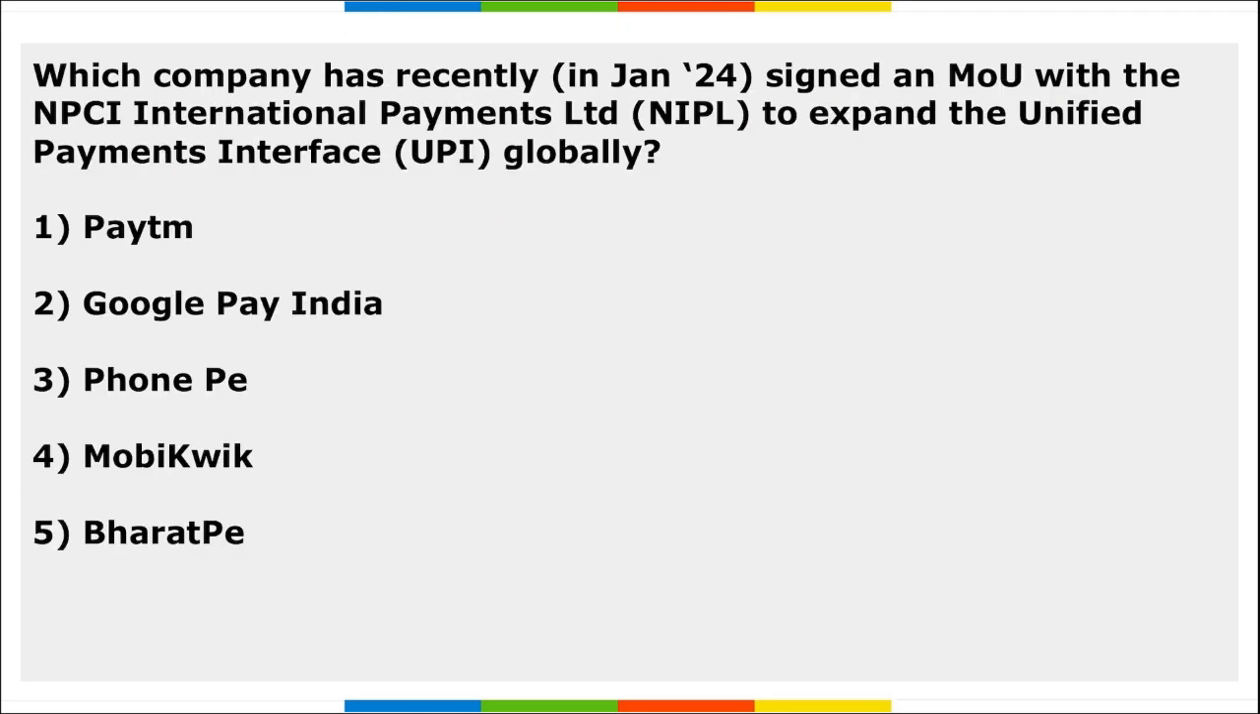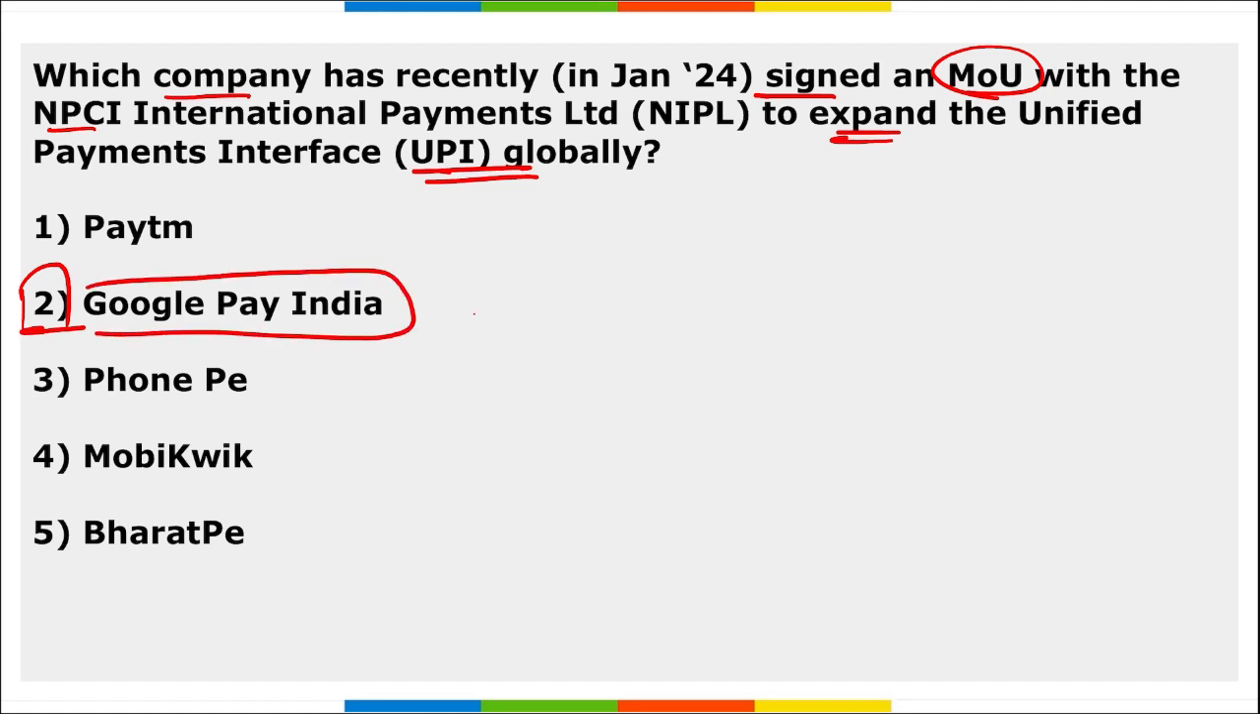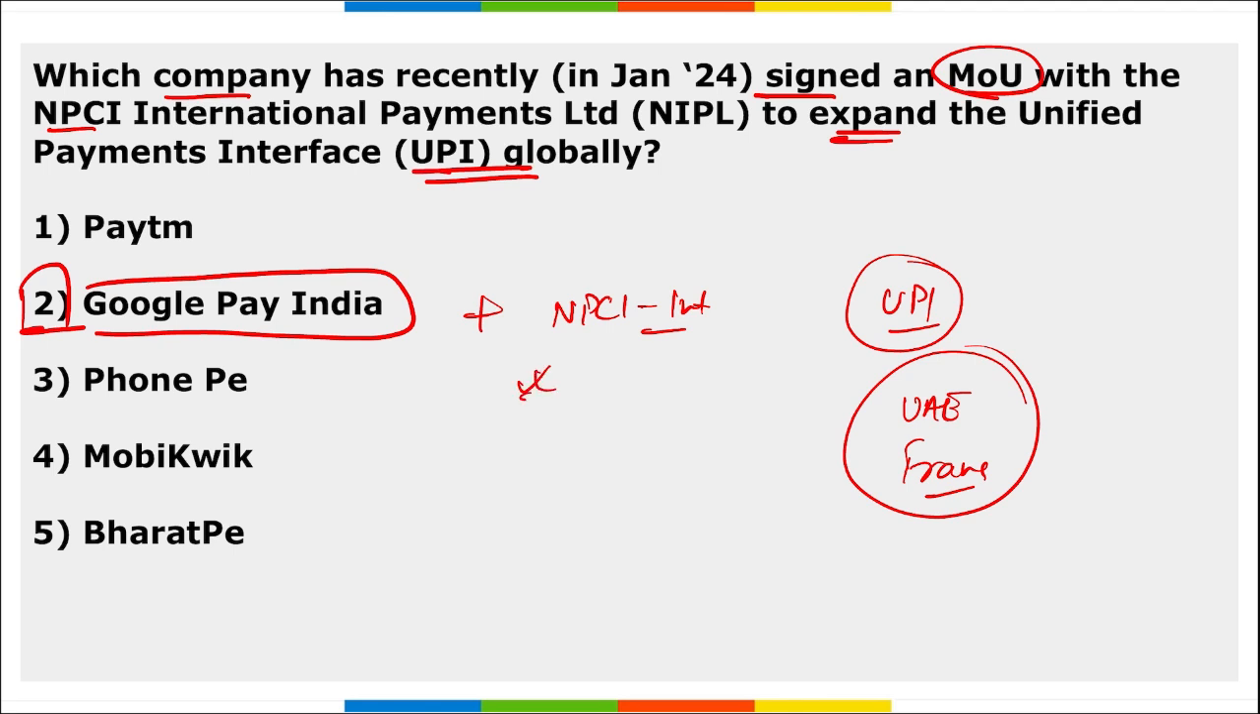Correct? Next, which company has recently signed an MOU with NPCI International Payments Limited to expand the UPI globally? It is Google Pay India, right? Google Pay India, they recently signed an MOU with NPCI International, and it is to expand UPI globally in different parts of the world. Now we are seeing that in different countries such as UAE, then France, even in UK, in multiple locations, we are using this UPI.